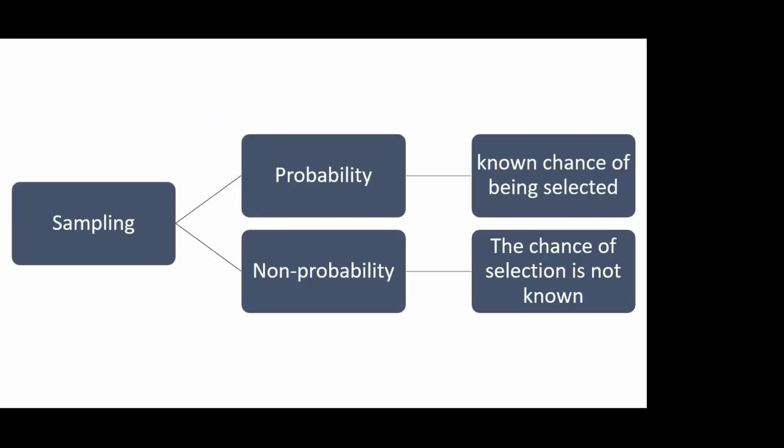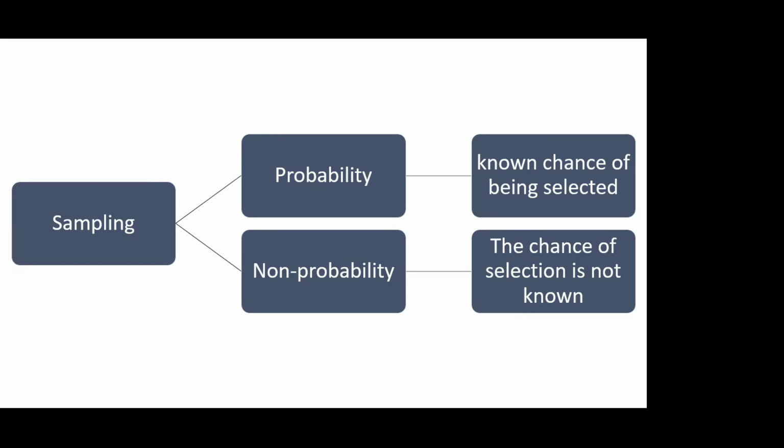Okay, now we'll go on to the types of sampling. Sampling can be either probability sampling or non-probability sampling. Probability sampling is where we have a known chance of being selected. Each person or each unit in that sampling frame has a known chance of being selected. In some places people say it is an equal chance, but not always equal. Here the keyword is that they have a known chance of being selected.